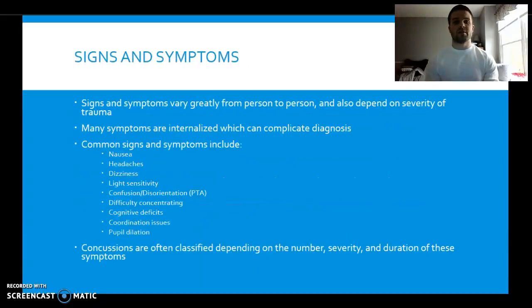Some signs and symptoms that you might already be familiar with are nauseousness, headaches, dizziness, light sensitivity, confusion, disorientation, also known as PTA, which is post-traumatic amnesia, difficulty concentrating, cognitive deficits, coordination issues, and pupil dilation, which is a really common physical sign that occurs in the acute phase. These are the more common symptoms and signs that you would see in an individual that's probably still conscious, or you wouldn't really be able to notice a lot of these things.